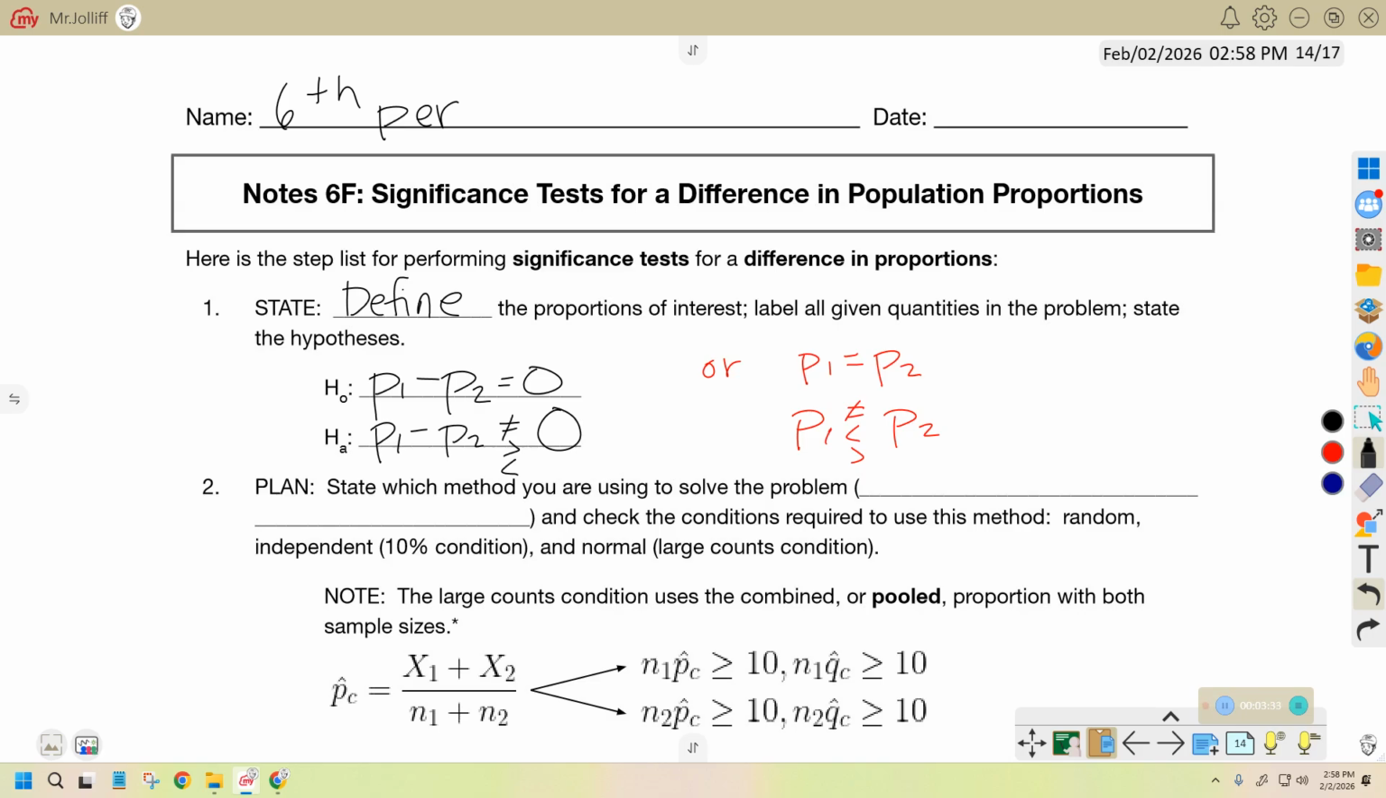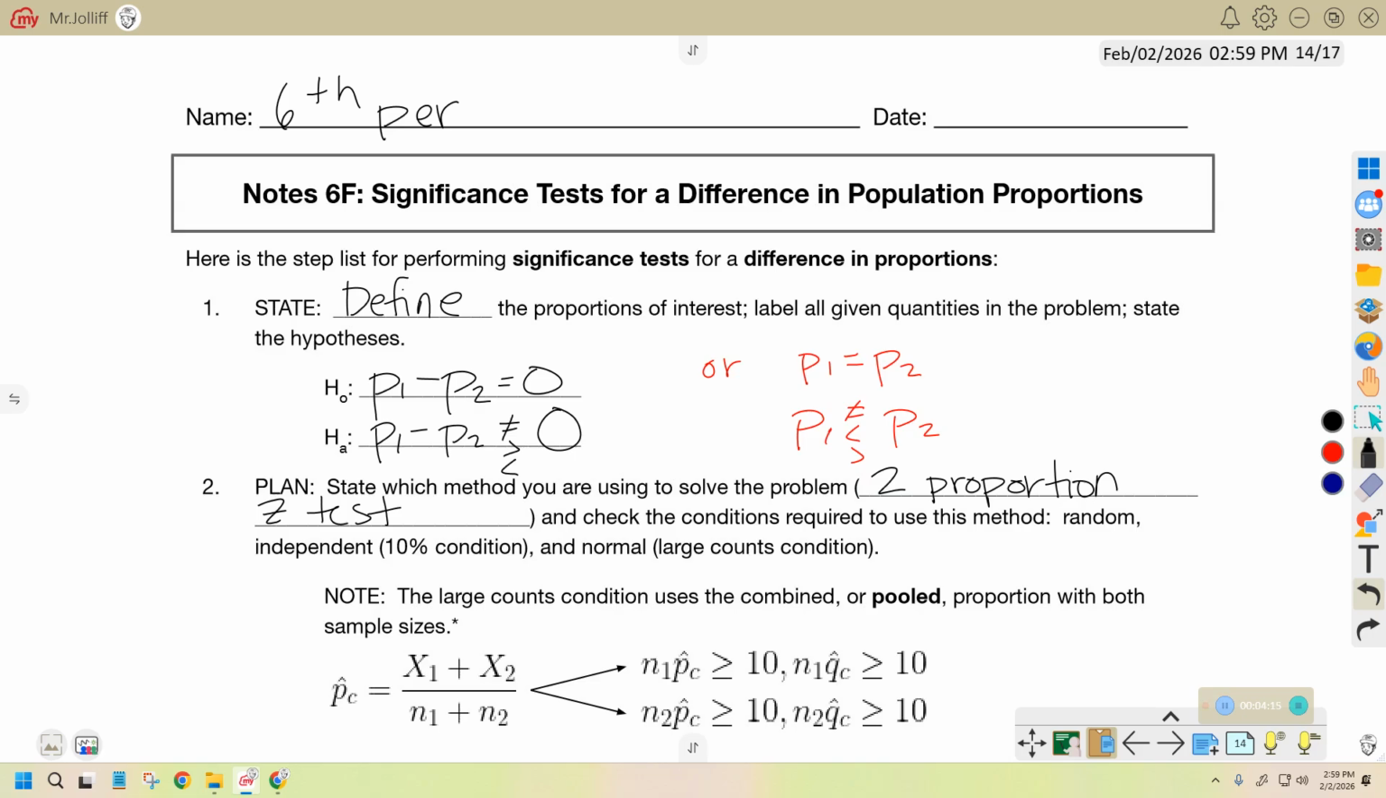Plan. We identify what we're doing. This is a 2-proportion z-test. We are testing a claim about 2 proportions using the standard normal distribution. And we have to check that the conditions to perform that method have been met. There are 3 of them: random, independent, normal. Same thing we've been checking all of Unit 6, right? Random, independent, normal. Random, we look in the problem. Sampling or assignment needed to be randomized.